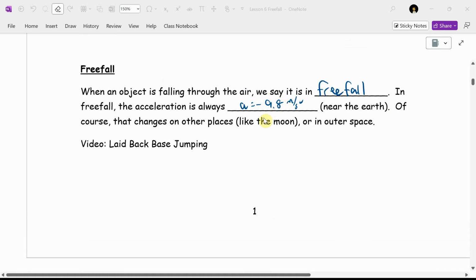to accelerate at negative 9.8. How can you be going up and accelerating down at negative 9.8? Because on the way up, what's happening to your speed? You're slowing down, that's accelerating downwards.